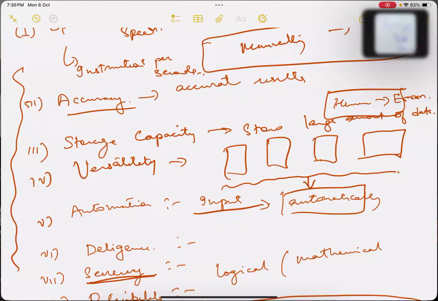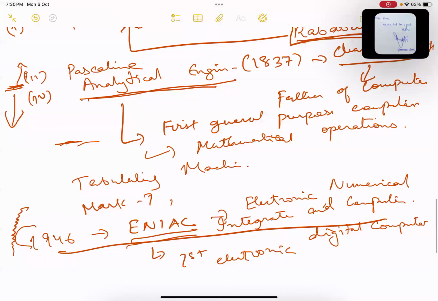So when it comes to exams, things like Napier's bones, terms like Rabdologia, then the analytical engine, then ENIAC, these things are very important. Of the term ENIAC, these are important. So kindly remember these things for the exam.